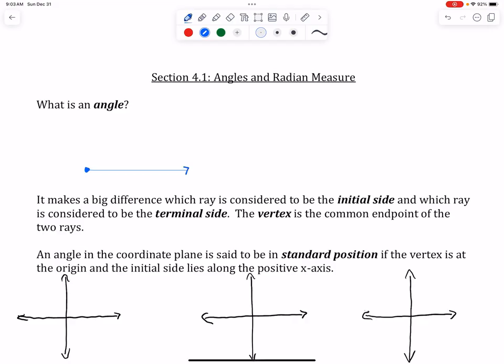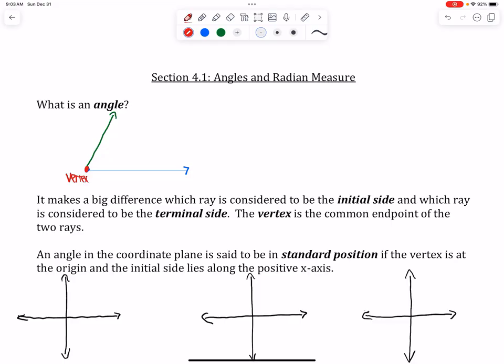And if we take a ray and combine it with another ray that shares the same stopping point, then we have formed an angle. Now, that common endpoint is what we refer to as the vertex. And it's going to make a big difference.